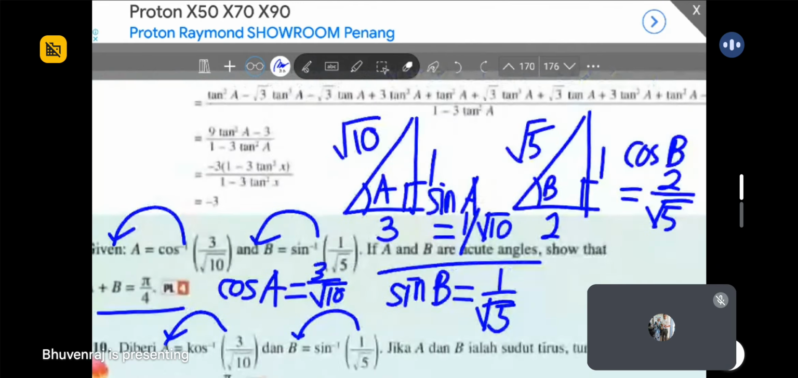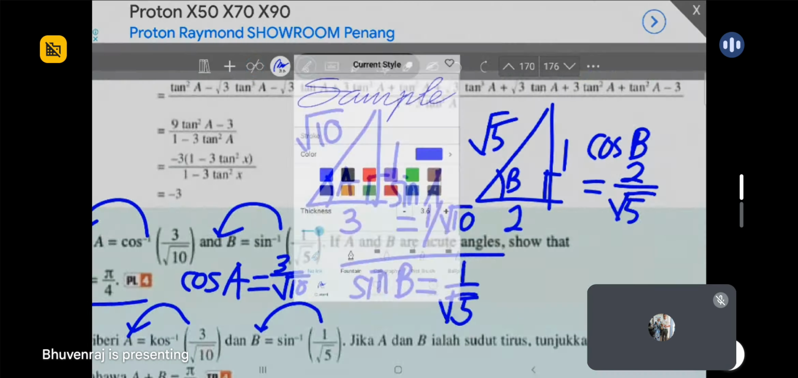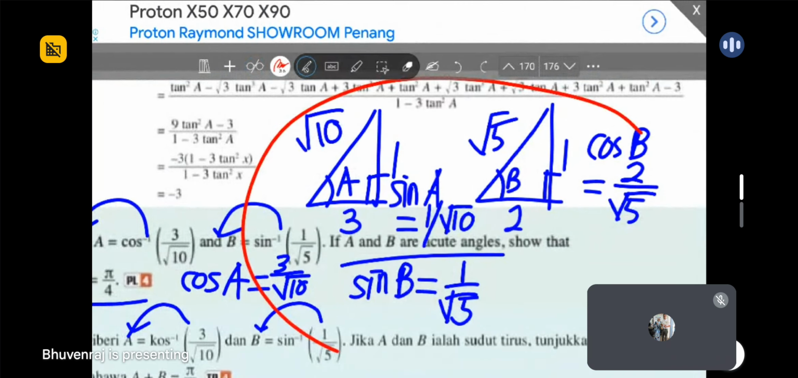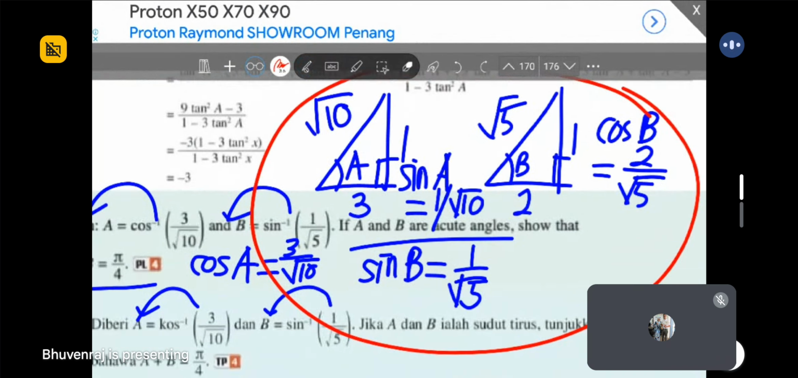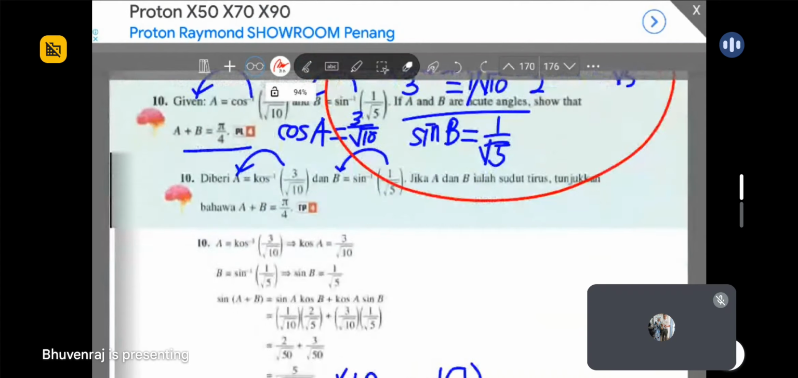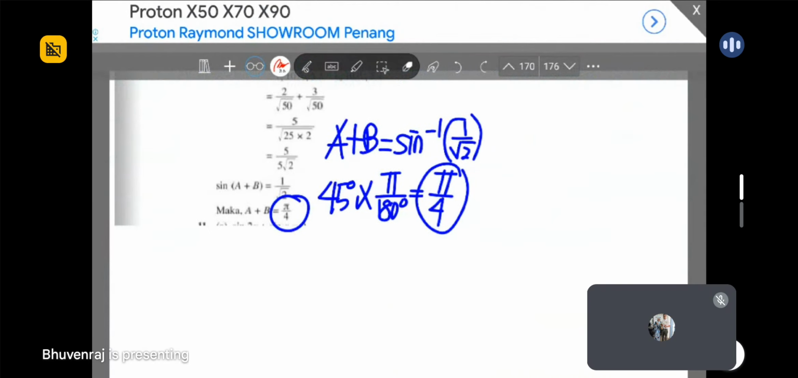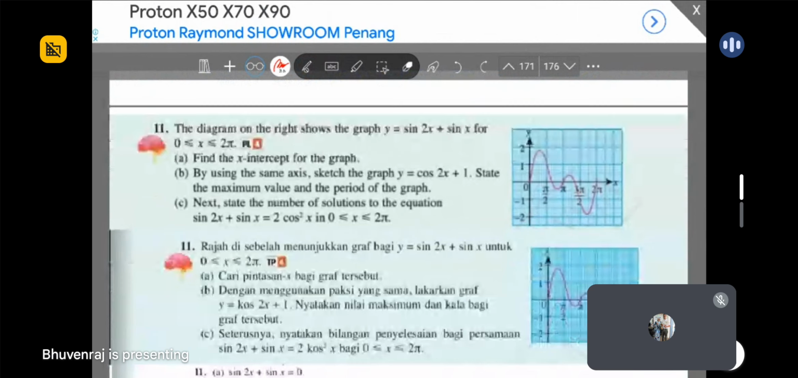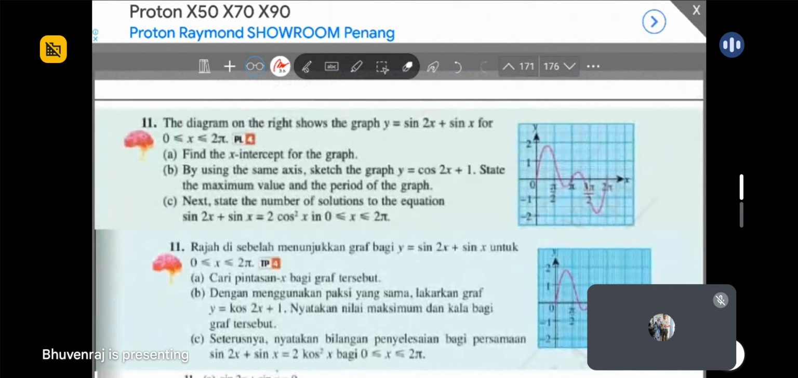You just need to draw the triangle. The main concept over here is you must try to get all these triangles first. Dapat semua ni dulu. Then very simple. Sangat mudah. Alright? Okay. So now question 11. Soalan ke-11. Alright. So for question 11, they're asking you to find the x-intercept of the graph.